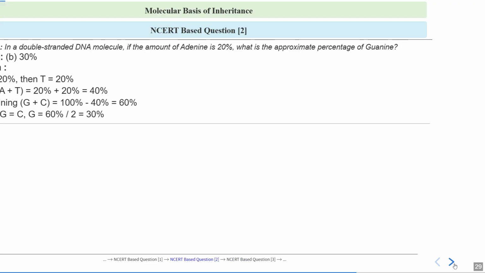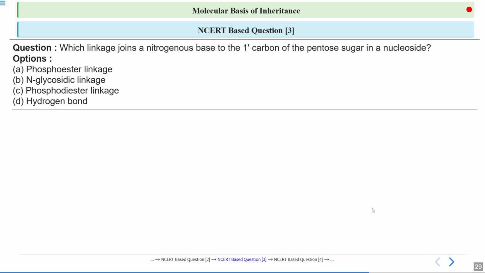Now the next question says, which linkage joins a nitrogenous base to the 1' carbon of the pentose sugar in a nucleoside? So they are asking about the linkage. Is it phosphoester linkage, N-glycosidic linkage, phosphodiester linkage, or hydrogen bond?